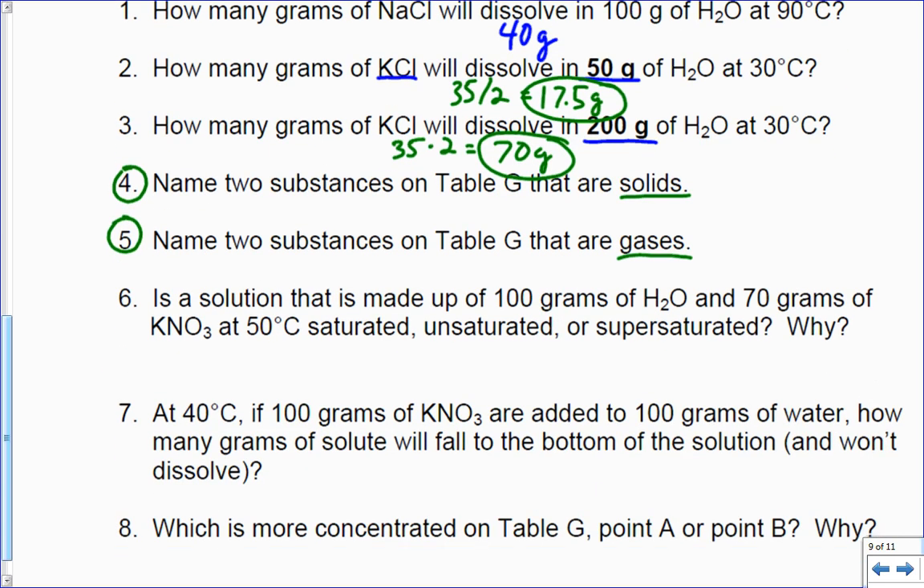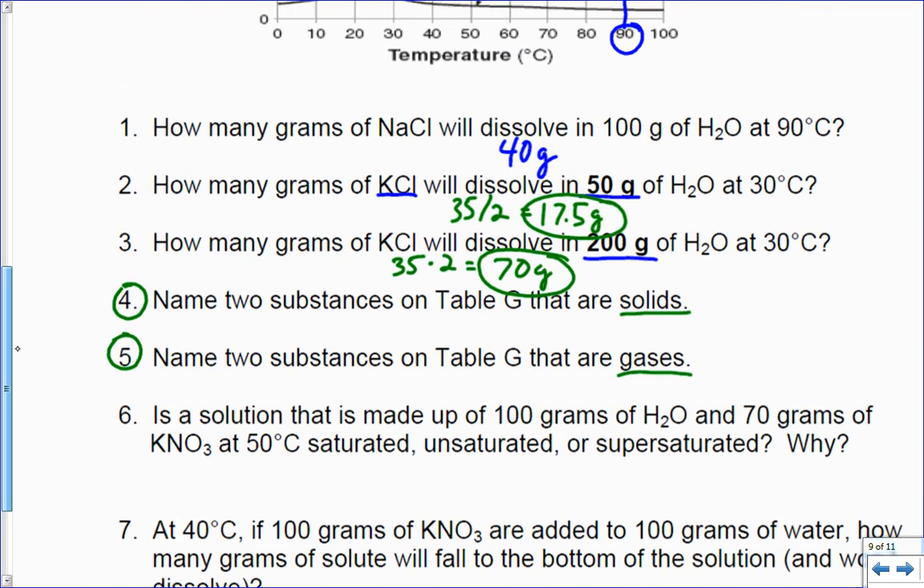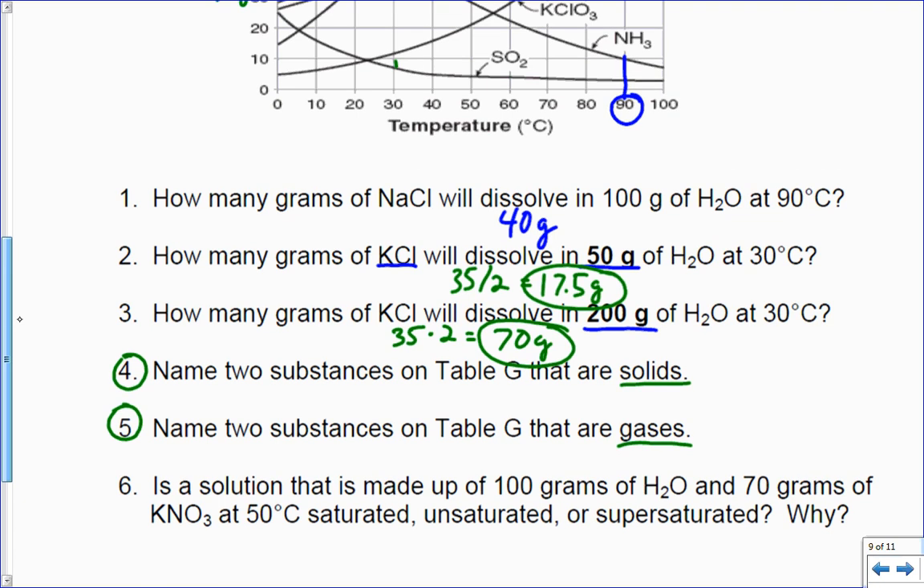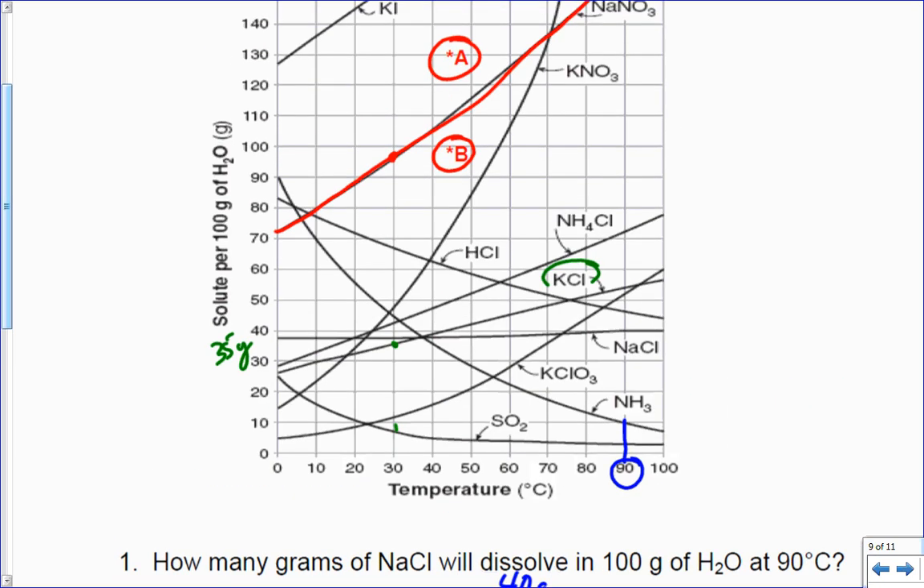And number 6 is a solution that is made up of 100 grams of water and 70 grams of KNO3 at 50 degrees: saturated, unsaturated, or supersaturated? Why? Well, how about I help you with that one? Because that one looks like it's kind of complicated. So KNO3 at 50 degrees, 70 grams. Let's start with KNO3. I found it. KNO3 is right here.